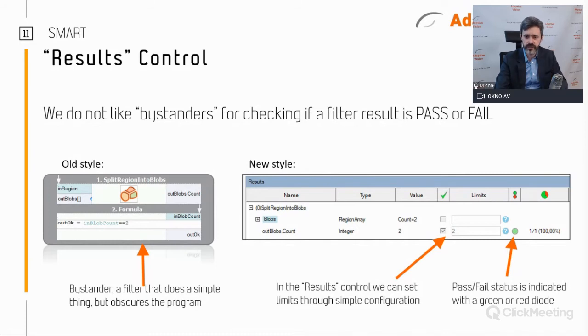Now in Smart Edition, you can click the checkbox in the results control and specify limits. This can be a specific value or range or several other conditions defining the status of pass or fail. So those pass or fail conditions will no longer be in the program. They will be put in the results control, which will really make programs more readable. And there are nice statistics also collected in the results control about how many inspections were okay and which were not okay.